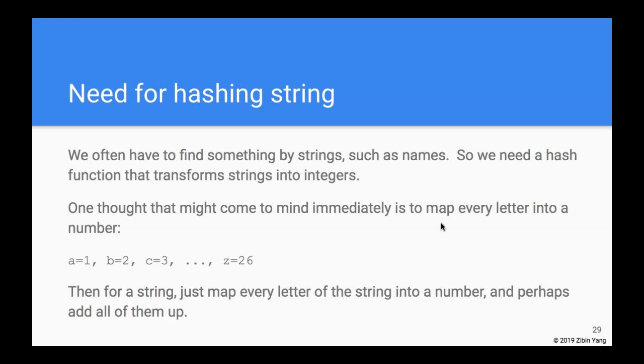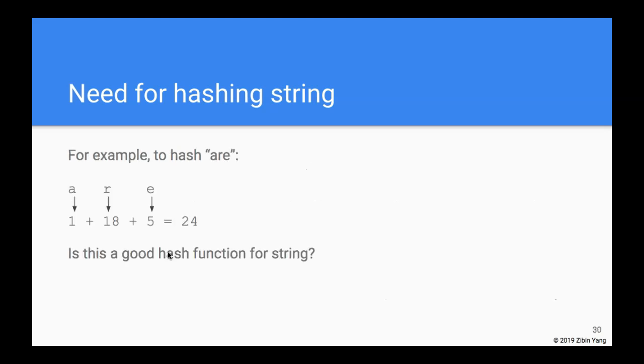And even without using ASCII exactly as it is, we can imagine having a mapping table that maps a letter into a number: A into 1, B into 2, C into 3, and so on. Then for a string that consists of multiple such letters, we map each letter into a number, and then perhaps at the end add all the numbers up. An example would be the word EAR. A maps to 1, R maps to 18, E maps to 5. We sum them up, and have 24. That could be our hash for this string.